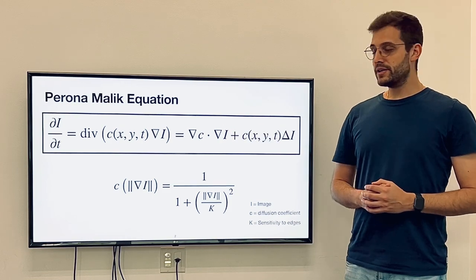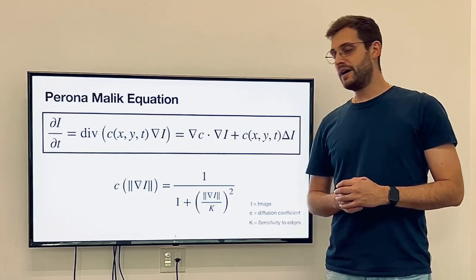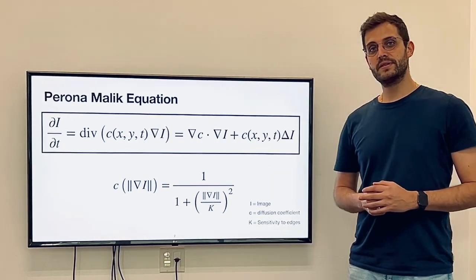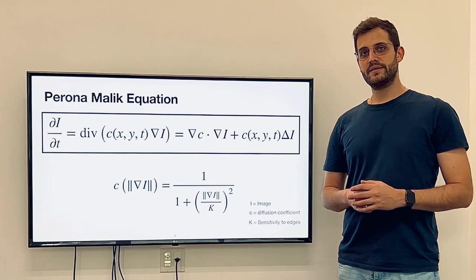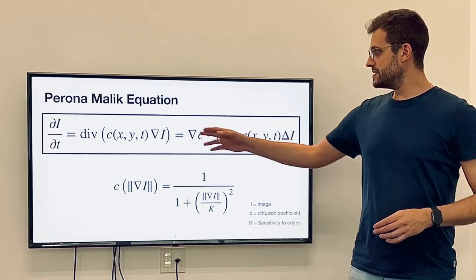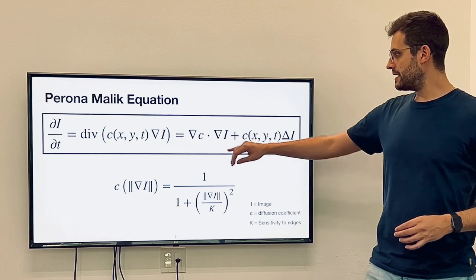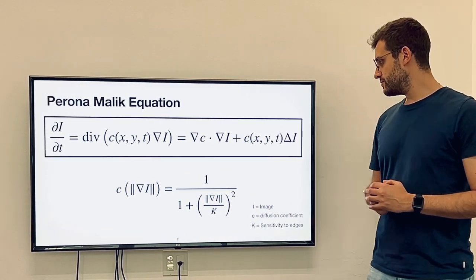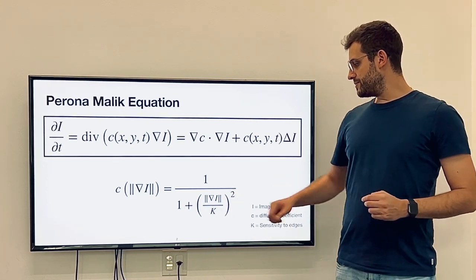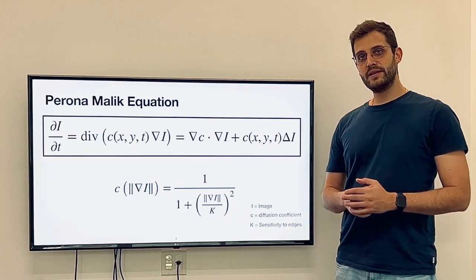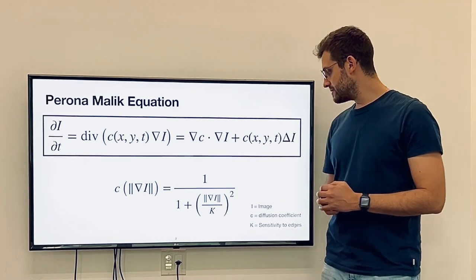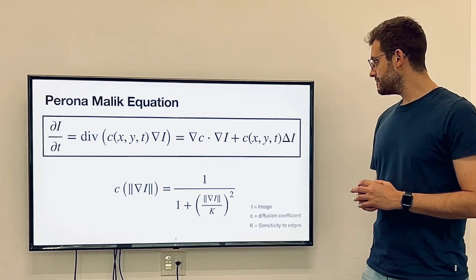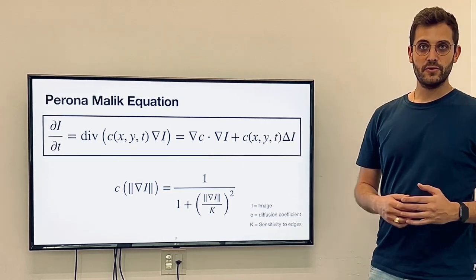And this is the equation. So this is the partial derivative of I over t, and that is equal to the divergence of c multiplied by the Laplacian of I. So c is the diffusion coefficient, I is the image, and the diffusion coefficient is this equation here at the bottom. The diffusion coefficient depends on the gradient of I and the sensitivity to edges. This parameter I had to find later in my algorithm, and here you can see just another form of the equation.